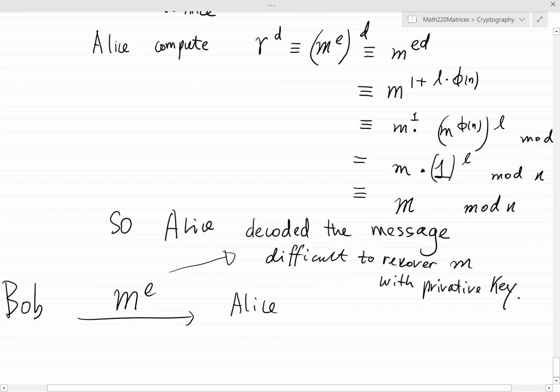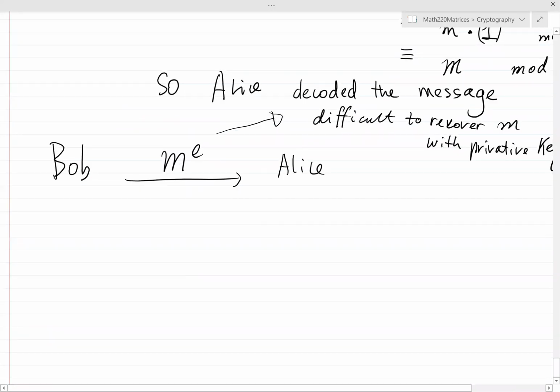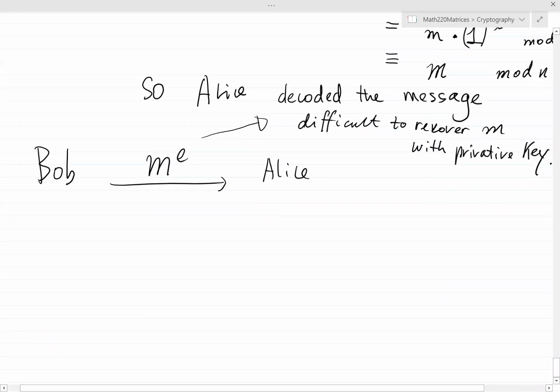Okay, so this is the idea of the RSA algorithm. Okay, let's do some remarks before we give an example. Remark. The security of this RSA comes from the fact that it's difficult to factor the product of two large primes. Okay, so remark.